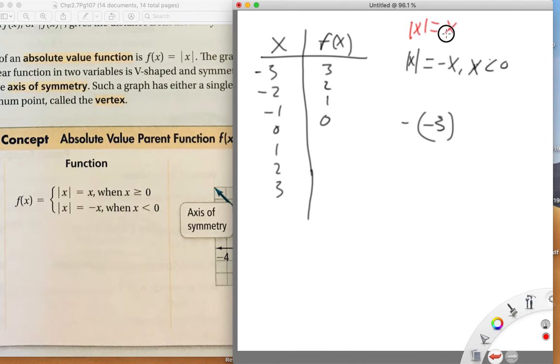And then when x is greater than or equal to 0, the value stays positive. So 1 is 1, 2 is 2, 3 is 3. So we always have positive values of y. So when we do have a graph, it starts off like a regular linear function graph for positive values of x. Once it gets to a negative value of x, it bounces right back up and gives me positive values of y, which is why it's in the form of a V shape.